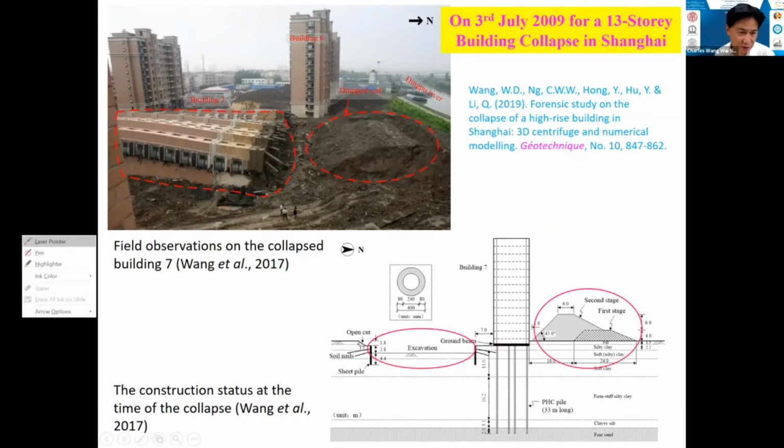Immediately before the collapse, there was filling up on the right hand side and also excavation on the left hand side simultaneously. After the building collapsed, obviously different parties blamed each other. That's why we were commissioned by the Shanghai government to investigate what caused the collapse. I will not go into detail, but I will just show you a video, and in order to save time, maybe I just go back.